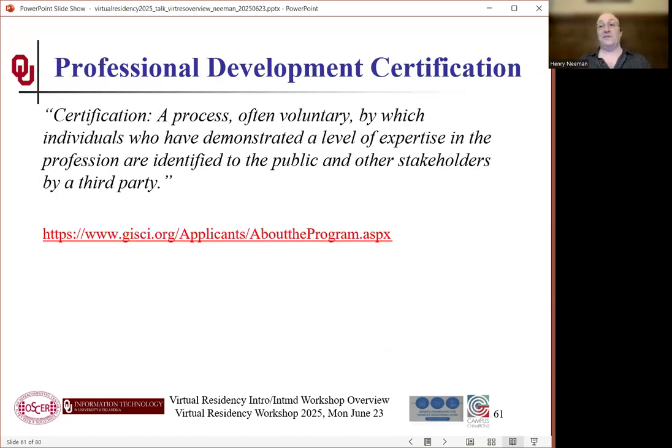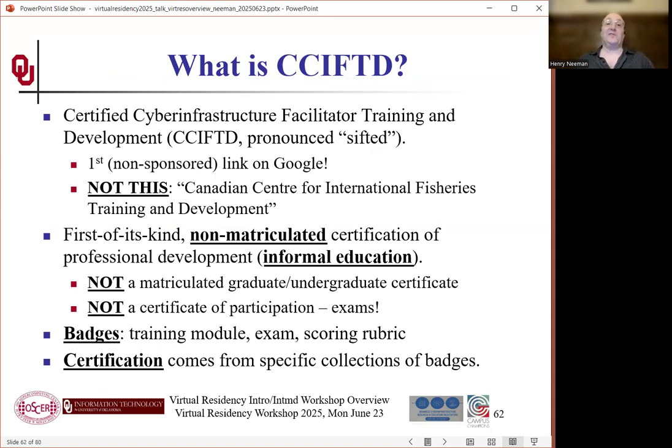When we talk about professional development certification, we're talking about something morally equivalent to, say, a Red Hat certified engineer or a CISSP or what have you, but for cyber infrastructure facilitators. So what we mean is not an informal education, non-matriculated credential. So the Certified Cyber Infrastructure Facilitator Training and Development, or CIFTED project, it's the first non-sponsored link on Google for that acronym. It is not the Canadian Centre for International Fisheries Training and Development, though I do like that we both end in training and development. That's kind of fun. They were number one before we got started. I feel a little bad for them.